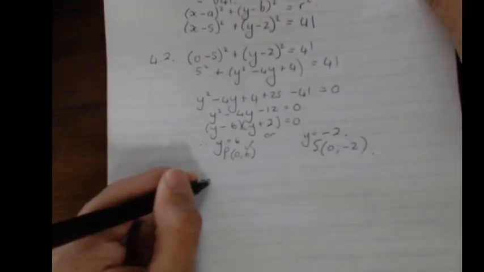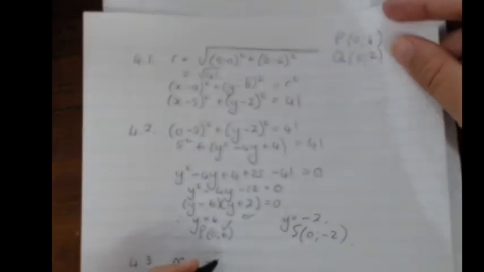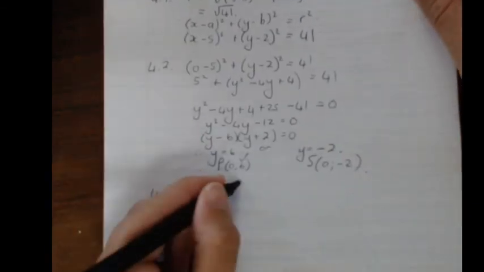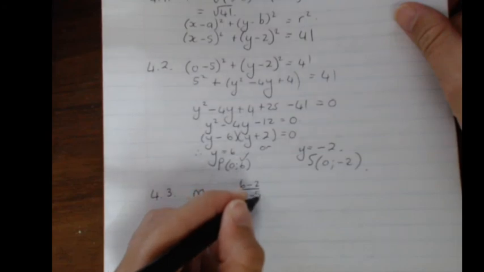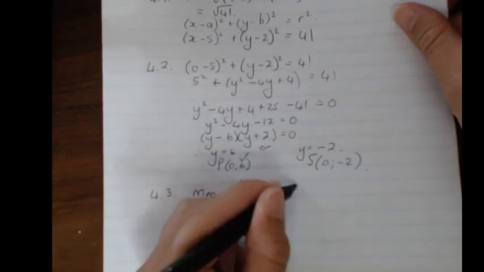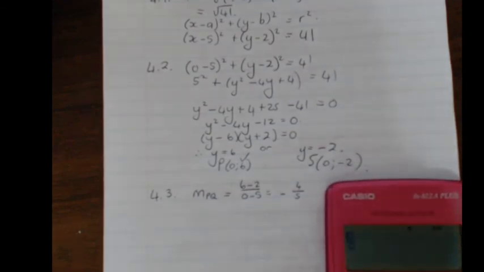So (0, 6), (5, 2). I want to calculate the gradient of PQ, which is the radius. So it's the difference in y, 6 minus 2, over the difference in x, 0 minus 5, and then this is negative 4 over 5, and I'm just going to double check that with my calculator.